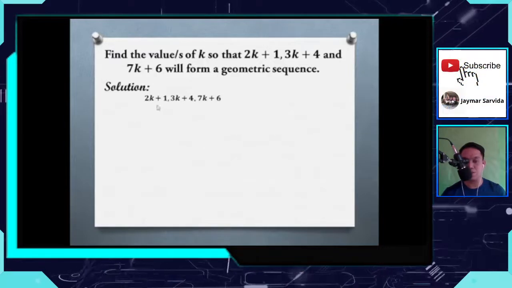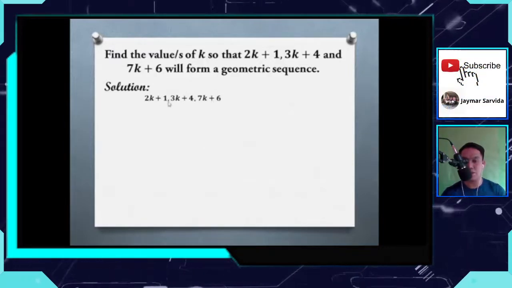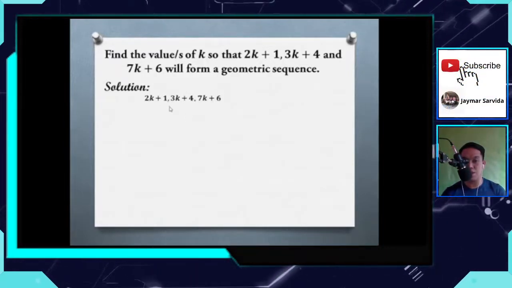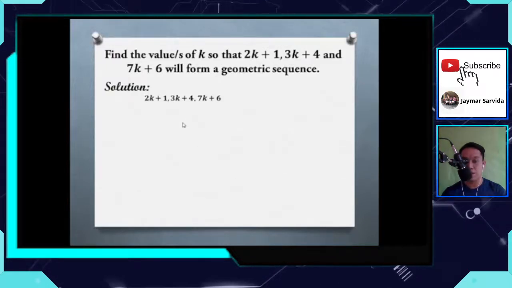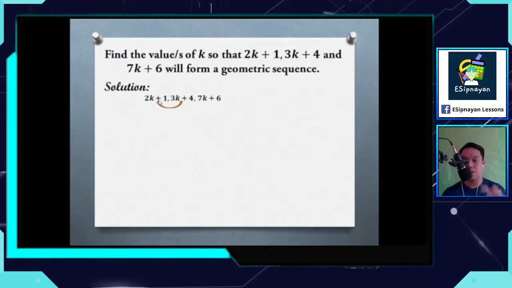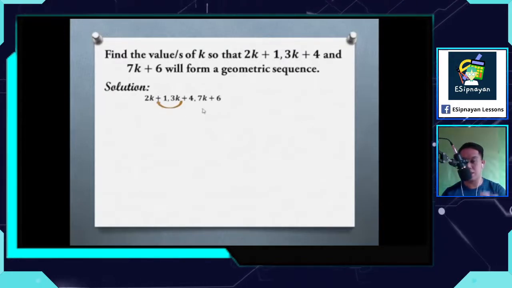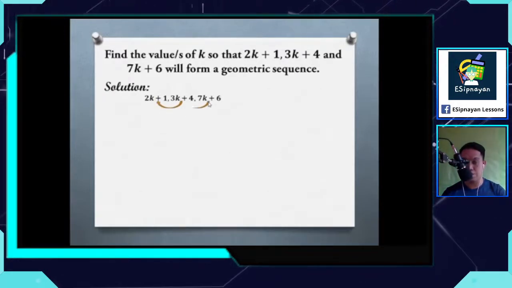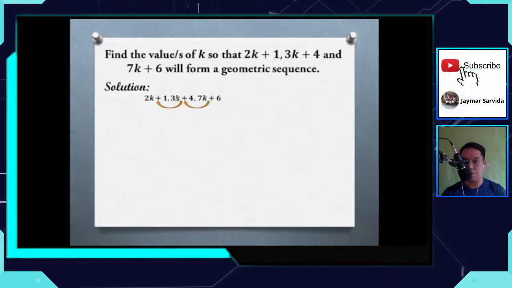So you must remember na kapag siya ay geometric sequence, the ratio of 3k plus 4 and 2k plus 1 must be equal to the ratio of 7k plus 6 and 3k plus 4 in order for them para maging geometric sequence.